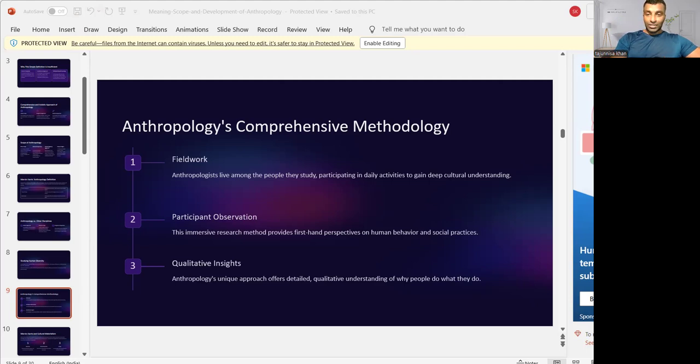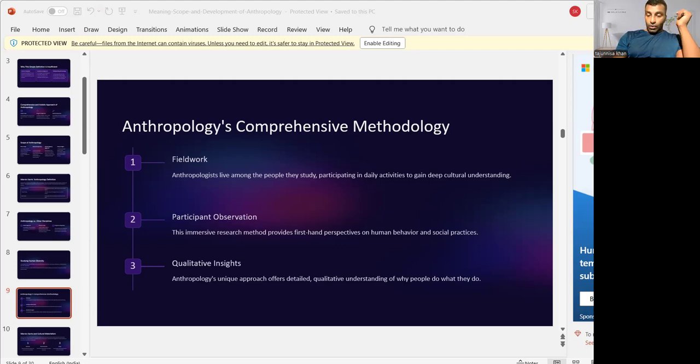So this immersive research method is what sets anthropology apart from other disciplines, and this offers detailed qualitative insights into human behavior and social practices. So, which is the most important method that we follow in anthropology for research? It is participant observation, and this immersive method gives you deeper insights into culture, into the activities they perform, not only what they do, but why they do that and how they do that, and all these ideas you will get in a much deeper way. So this approach is very significant, and this is what makes anthropology stand apart or distinct from other social sciences.